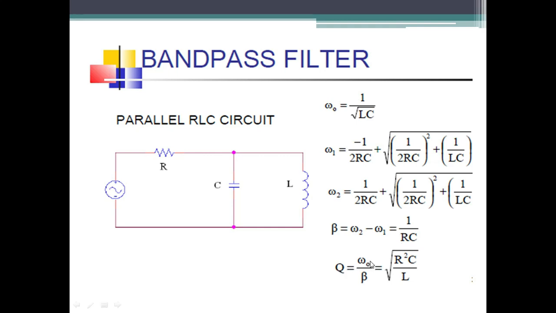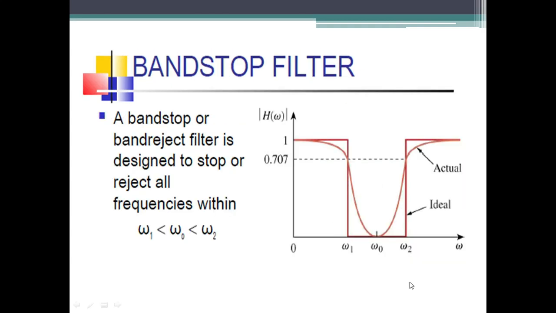So Q, which is equal to omega 0 upon beta, we substitute the value of beta, which is equal to 1 upon RC here. So the quality factor Q is equal to root of R square C upon L.